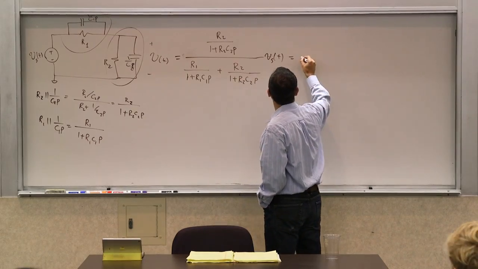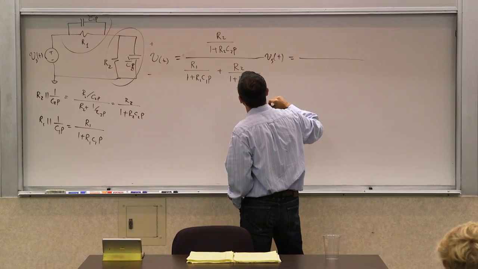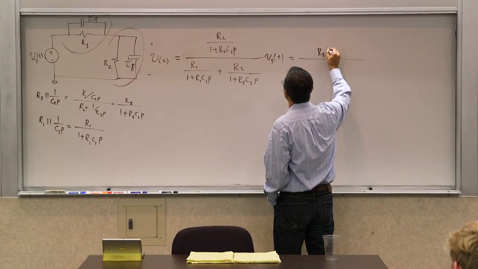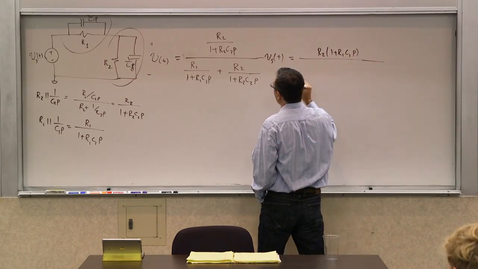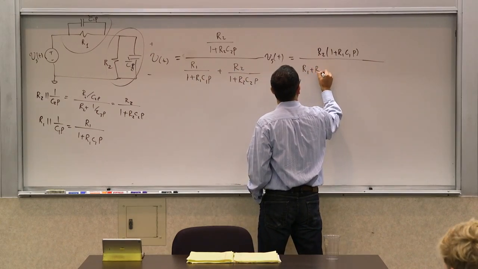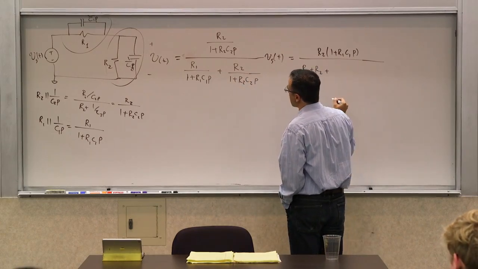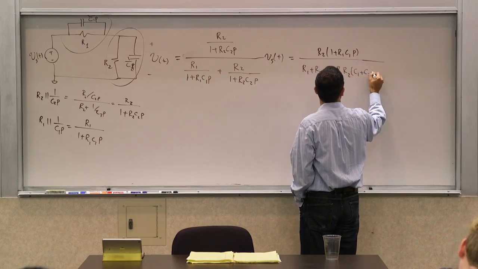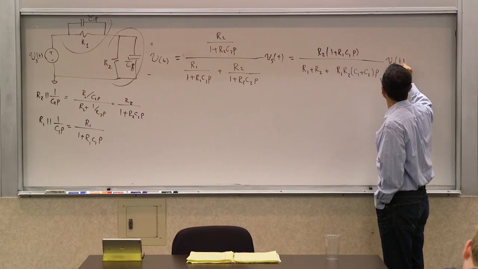So we can simplify this a little bit, right? We're treating it algebraically. You have a common denominator, so in the numerator you will get R2 times 1 plus R1C1P, and in the denominator you get this times that plus this times that. So you get R1 plus R2 plus R1R2 times C1 plus C2 times P, operating on Vs of t. So this is the new H of P.